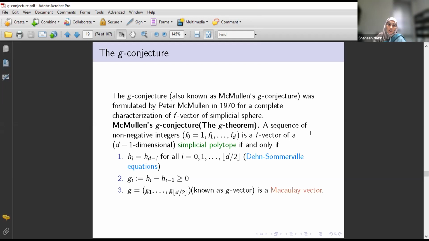This is the unimodality, which you have already seen for the triangulated spheres, right? And the third condition is the important one. We will form this g as a g vector. It is a Macaulay vector. So if your vector satisfies these three conditions, then we will say that h is the h vector of some simplicial polytope. Okay, simplicial polytope is the general terminology.